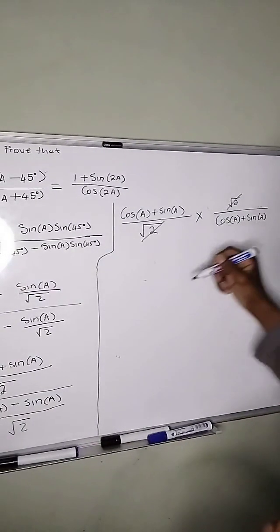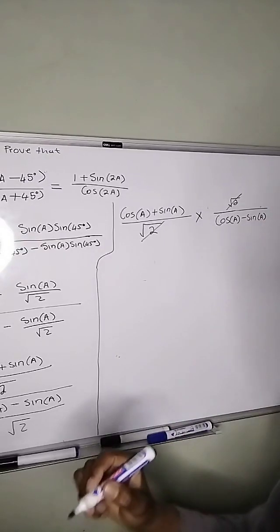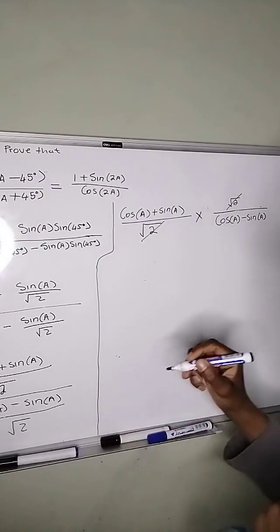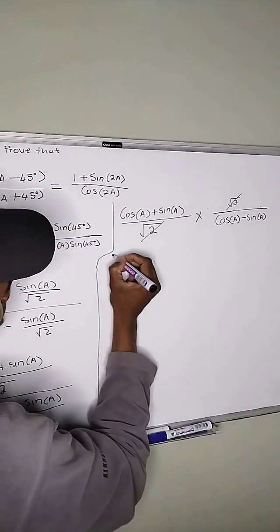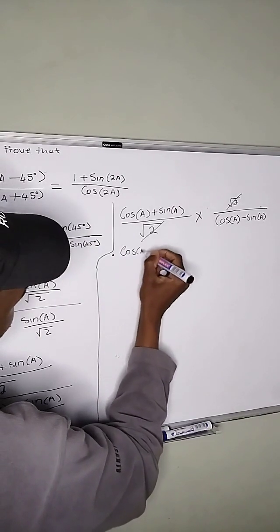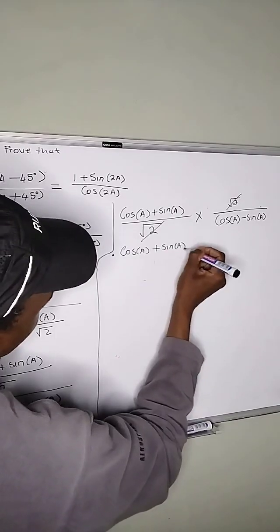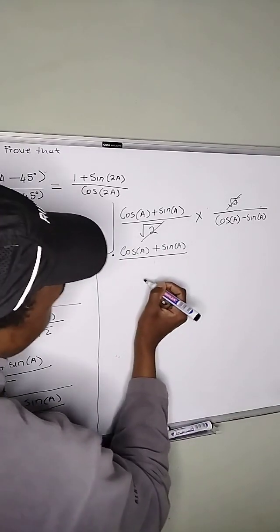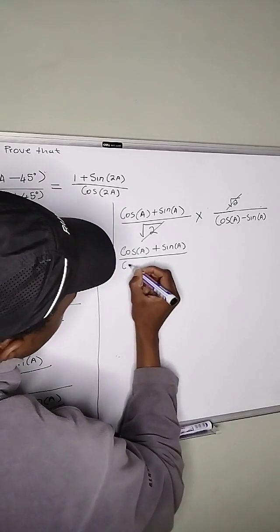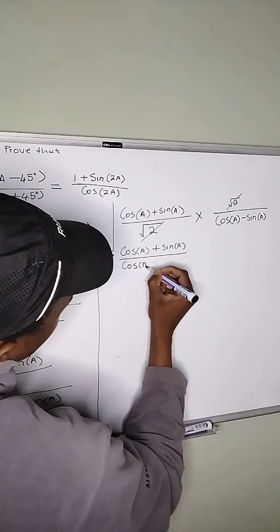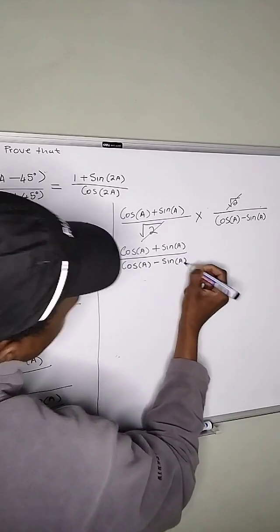I don't know why it's 8 marks. Oh no, it's minus here. It's minus. So now, as I'm doing that, I'm multiplying the 2. So I'm going to have cos A plus sine A divided by cos A minus sine A.